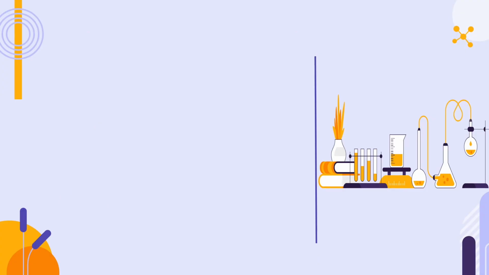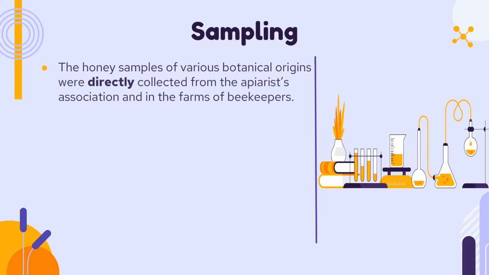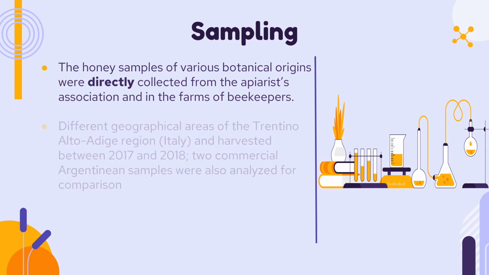Moving on to the next step, which is sampling. Sampling is nothing but how and where we get our samples from. The first thing is that these honey samples of various botanical origins were directly collected from the Apiarists Association and in the farms of beekeepers.